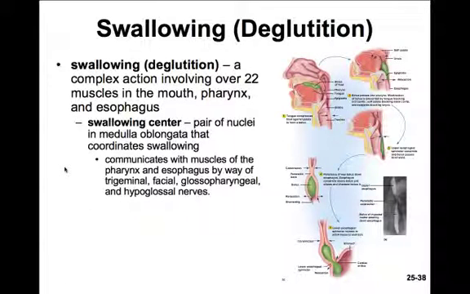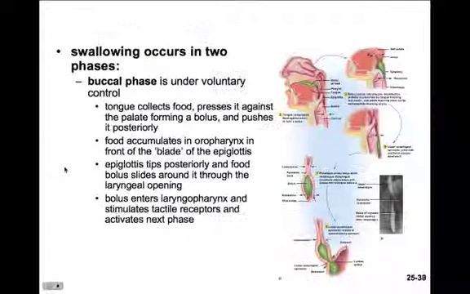So how does swallowing, or deglutition, work? It involves the complex action of over 22 different muscles in the mouth and pharynx, and it's coordinated by the swallowing center in the medulla oblongata. The swallowing center communicates via the trigeminal, facial, glossopharyngeal, and hypoglossal nerves. But you don't need to memorize those. Swallowing occurs in 2 phases. We have the buccal phase and the pharyngoesophageal phase.